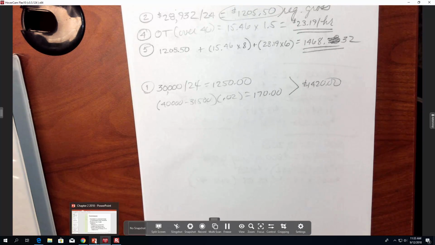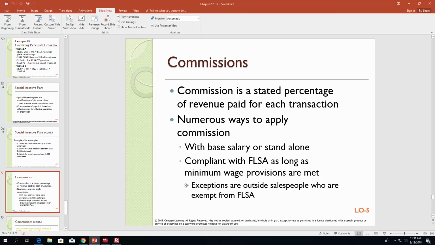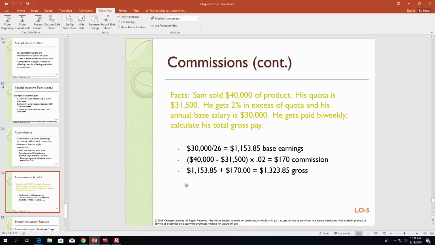Okay, and again, I apologize, I just pulled this data off quickly. This example is the exact same thing, but he's paid bi-weekly, so I'm dividing by what? 26.